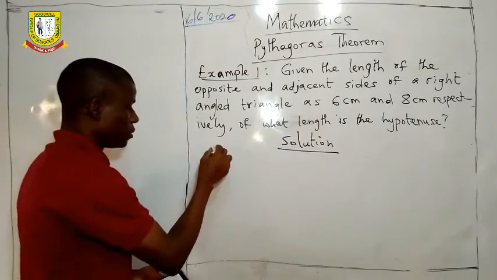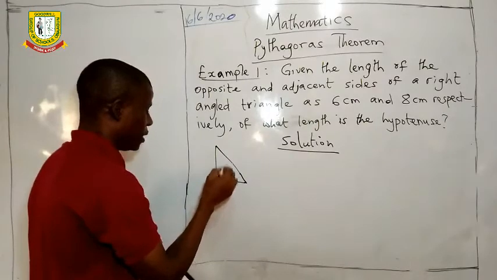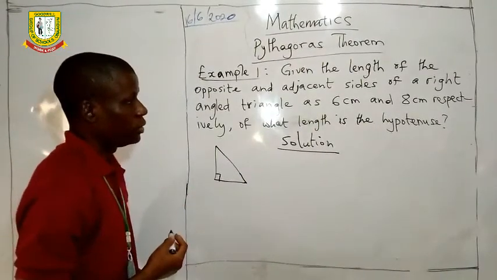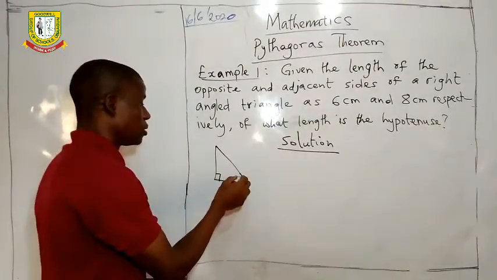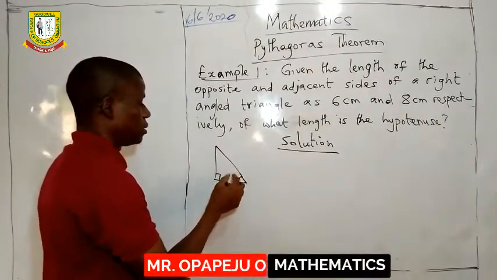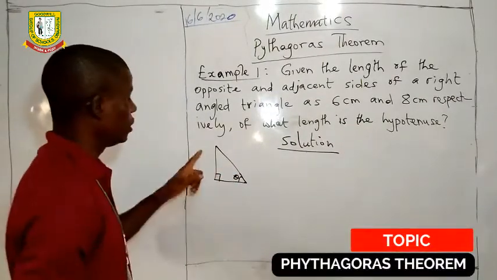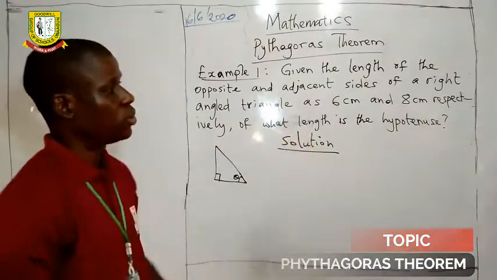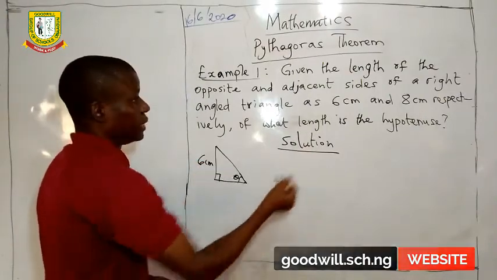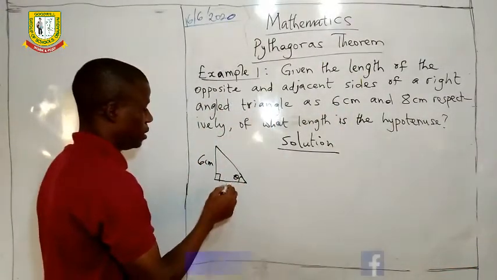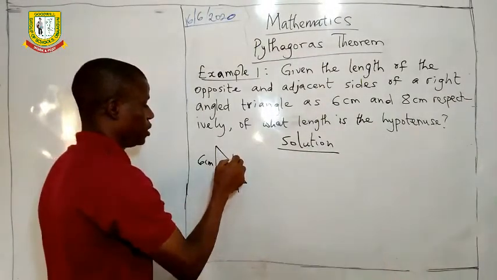We have our right angle triangle there like that. We are given two sides, the opposite and the adjacent. So let's take that angle as the other angle we are given. Then this side is the opposite. The opposite is given to us as 6 centimeters. And then the adjacent is 8 centimeters. We are asked to find the hypotenuse here.